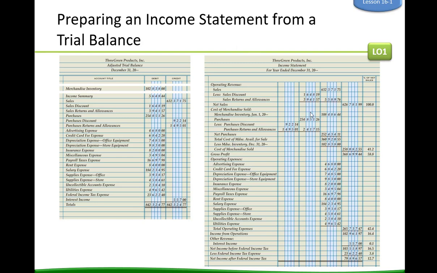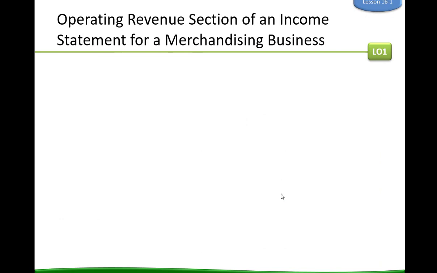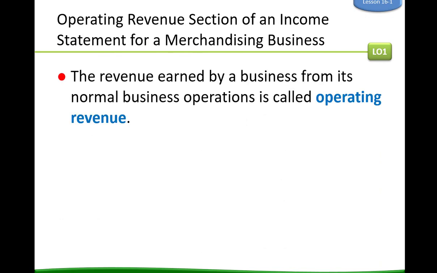You'll notice there are bars. Those bars mean we're going to total, add, or subtract the numbers before it to create the numbers coming next. So you're looking between bars. If there's a bar above it, you're not going to go above it. You're going to stay in a column and use those numbers to calculate. Let's go on to the first section, which is the operating revenue section of the income statement.